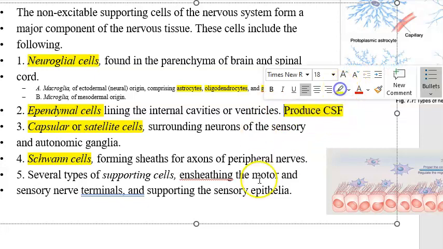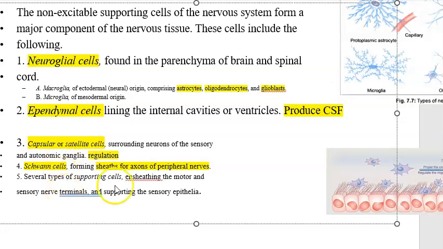When it comes to satellite cells, Schwann cells, and some other cells, these are mainly in the peripheral nervous system. The satellite cell helps in regulation of the environment. Schwann cells, we have already heard of in the peripheral nervous system. They form the myelin sheath for the peripheral nervous system, and there are a lot of other cells. For your exam, focus on these words: astrocytes, oligodendrocytes, glioblasts, microglia, ependymal cells. This much you remember.